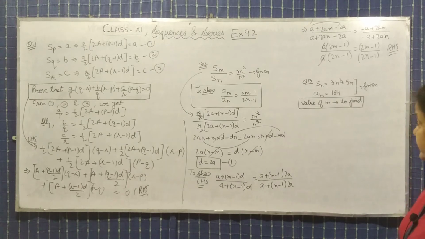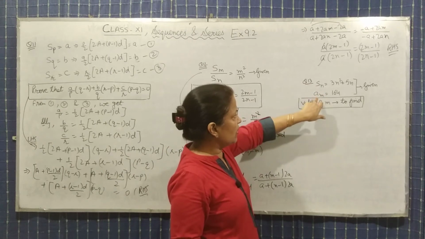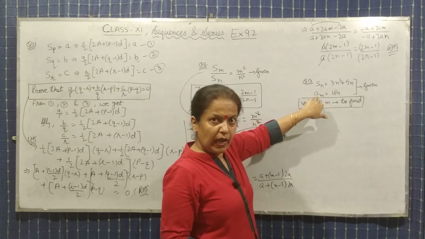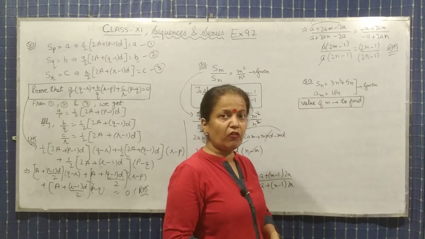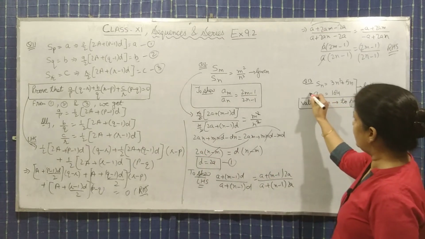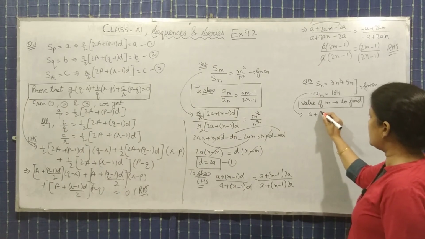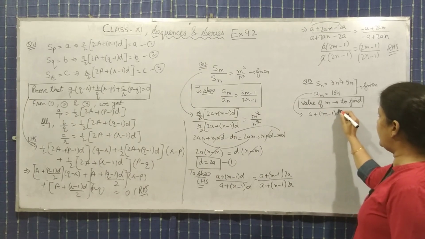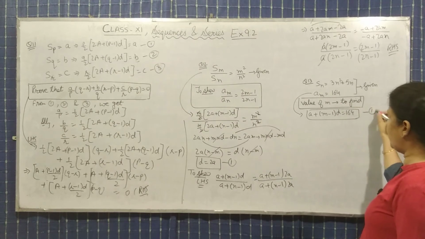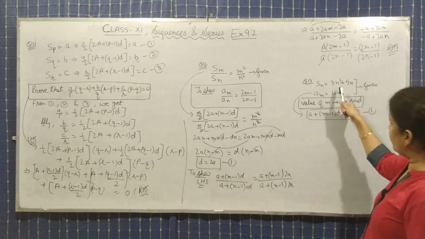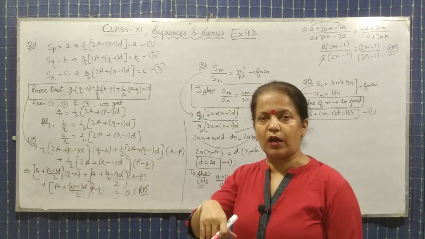Question 13. In question 13, sum of n terms is given, and the mth term is given. The mth term is 164, and we have to find out the value of m. So from here, mth term is given as 164, so it means a plus (m minus 1)d equals 164. This is given. Now, this sum we did in the previous class.